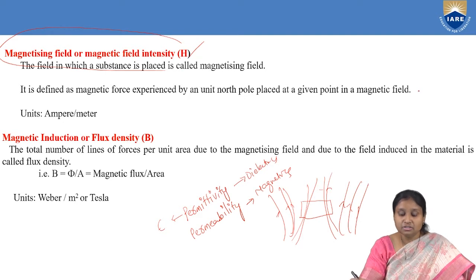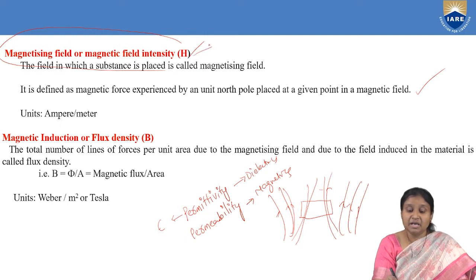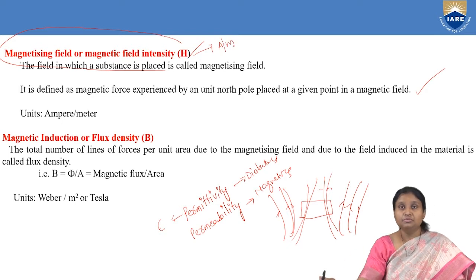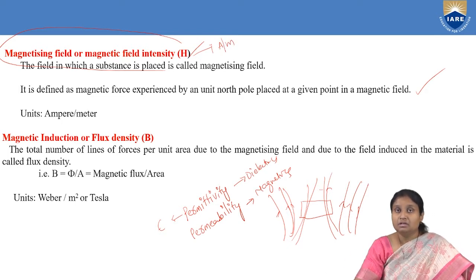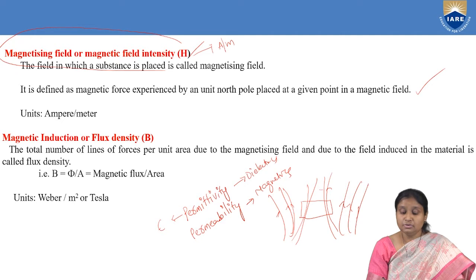And there is one more definition. It is also defined as the magnetic force experienced by a unit north pole placed at a given point in a magnetic field. As units are very important when we talk about these definitions, the unit of this magnetizing field is ampere per meter. So the unit for the magnetizing field, external field or magnetic field intensity, denoted by H, is ampere per meter.